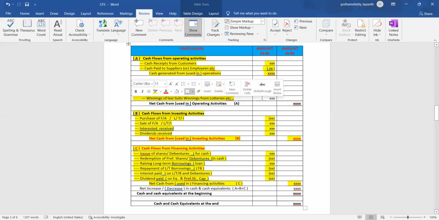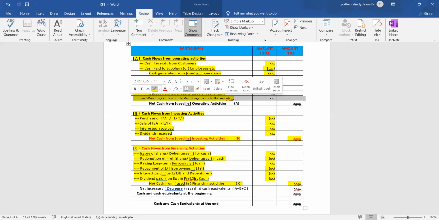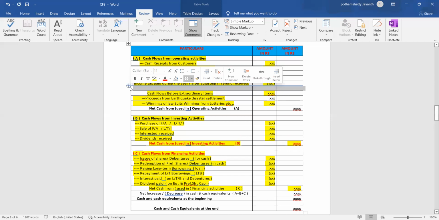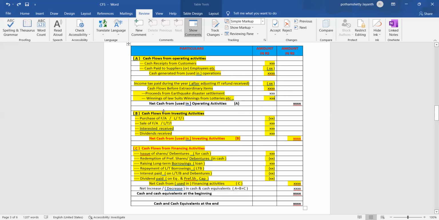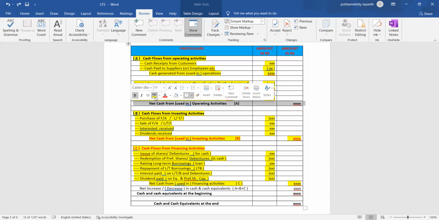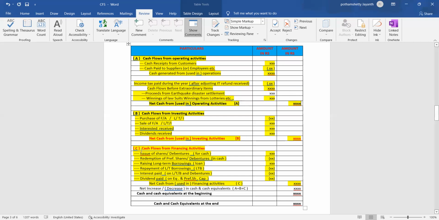If you add these two balances, you will get net cash generated from operations. Net cash generated from operations you will get. So the total cash flow statement under the direct method is this.